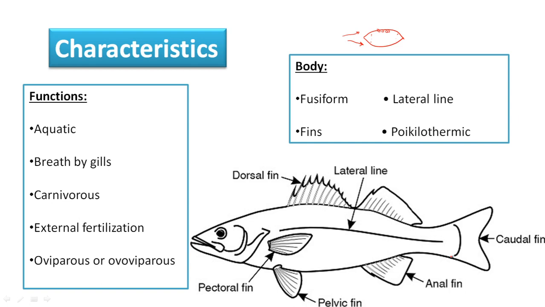What else? They have a very special sense organ, which is the lateral line. The lateral line is this line that sometimes we can see in fish. That is a sense organ that can detect the vibration of water, so they can detect if some prey or some predators are close to them. So it's like the sense of touch, but at a distance.